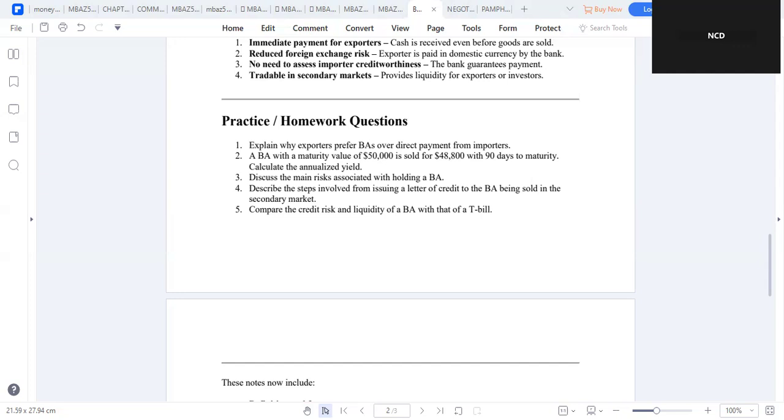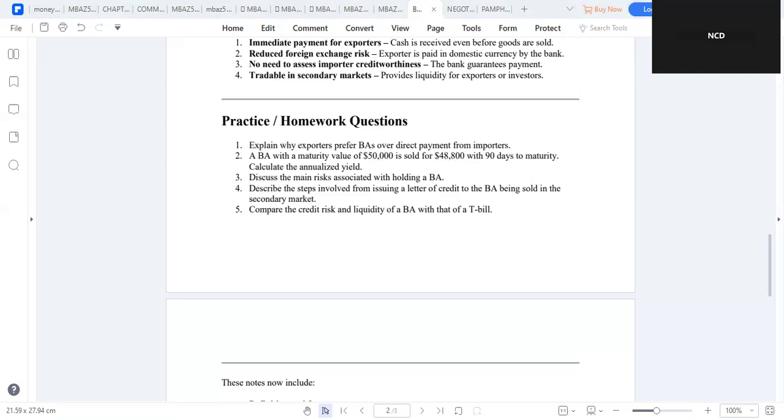And banks' creditworthiness is higher. The second reason is liquidity. Exporters can sell the BA in the secondary market before it matures, at a discount. So this will allow them to receive immediate cash instead of waiting for it to mature.